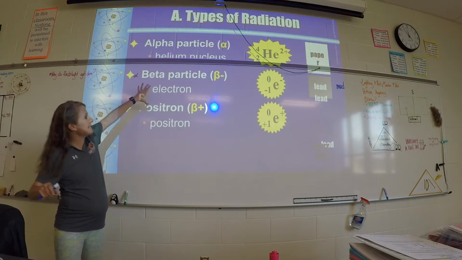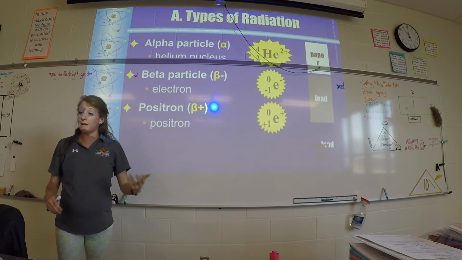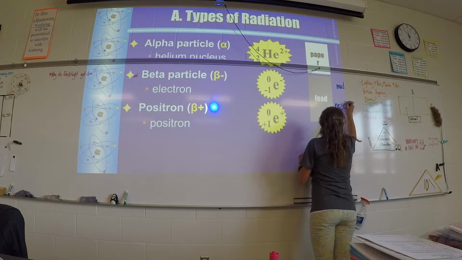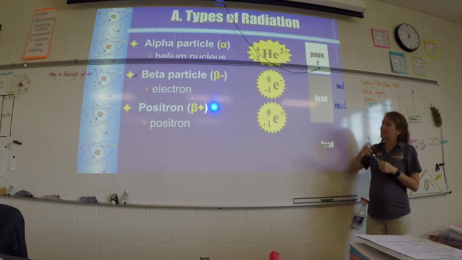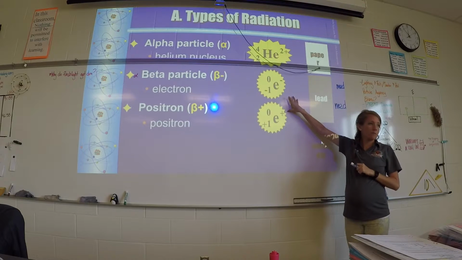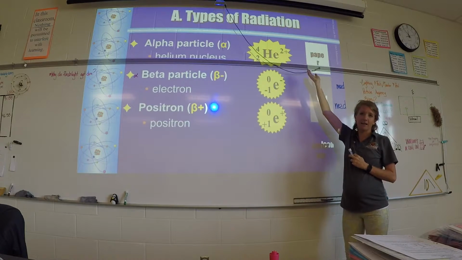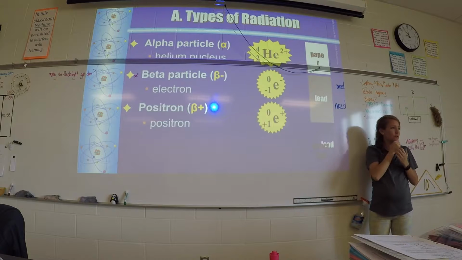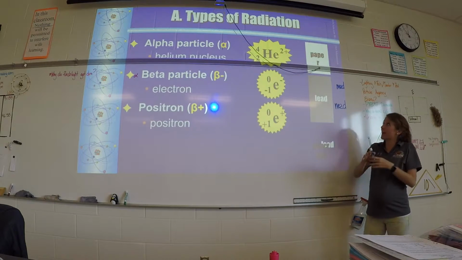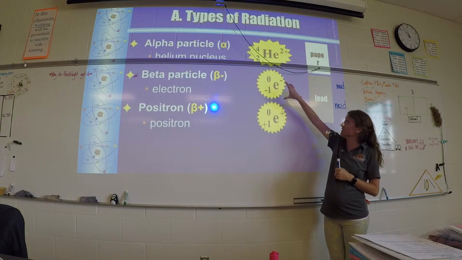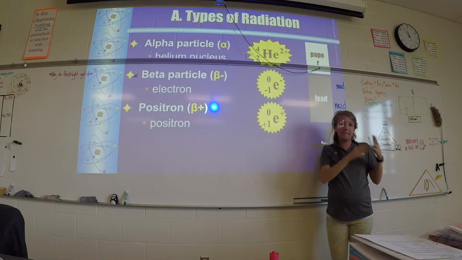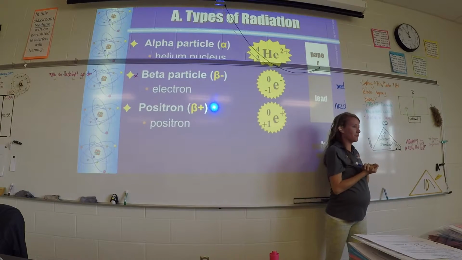This one, a positron, is on the same level as a beta particle in that it's in that medium category of penetration. So does anyone notice a connection between why these two would be better at penetrating than an alpha? Do you notice something with the symbols that would show you that? Because they're smaller? Yeah, an alpha particle is a lot bigger and heavier than these guys, and the smaller they get, typically the better they are at penetrating.